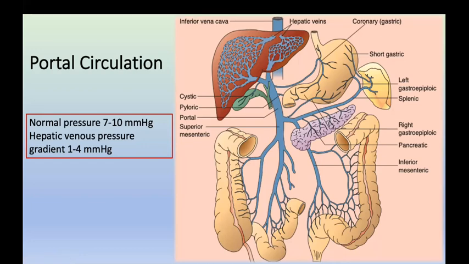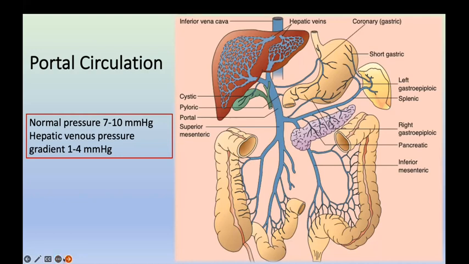So the portal system has a very distinct character. One of the distinct characters is that it has a very low pressure. As you can see, the normal pressure maintained within the portal circulation is around 7 to 10 millimeters of mercury. And this venous flow is basically driven by the hepatic venous pressure gradient, which is usually between 1 to 4 millimeters of mercury. So what happens in portal hypertension?